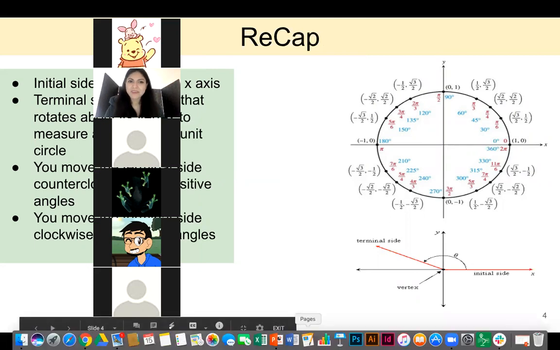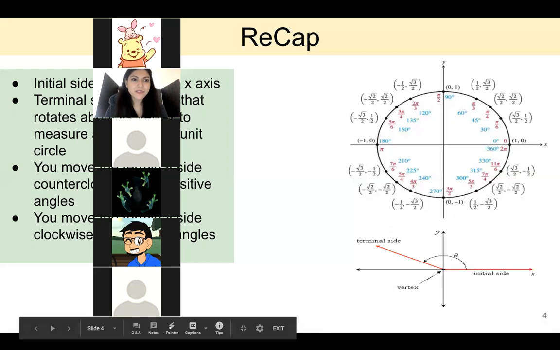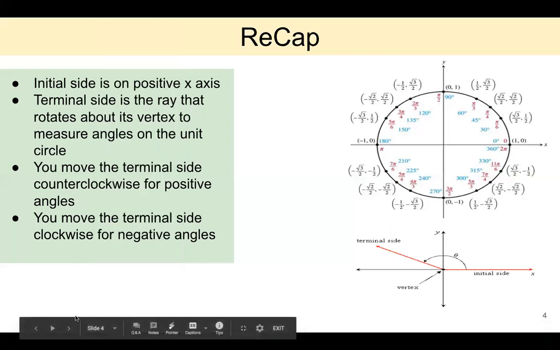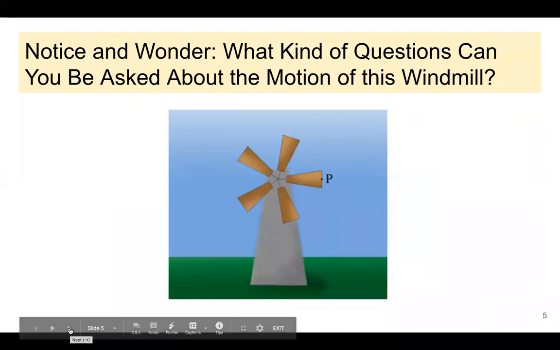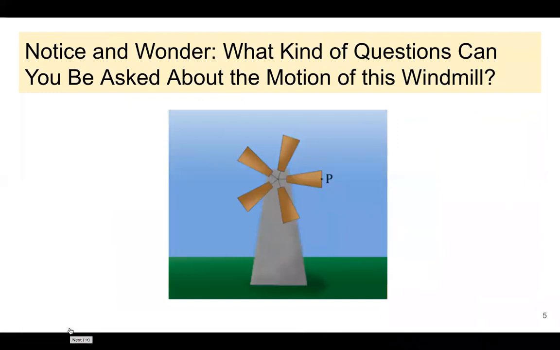All right. There are no last burning clarifying questions. Let's move on to today's notice and wonder. This notice and wonder is going to ask you what kind of questions can we be asked about the motion of this windmill? So this is a windmill. I want you to think about what kind of questions you can be asked about it. Maybe you could think about how this can relate to the unit circle.